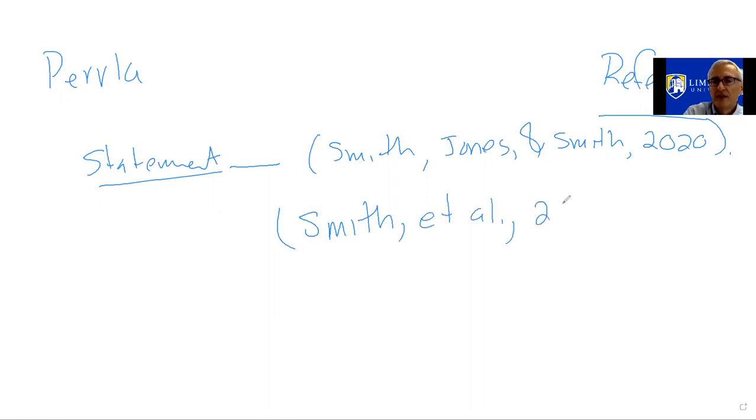Oh, 2020. And Perla will do this correctly. The times Perla doesn't do this correctly is if you've got a team paper and person one did it correctly the first time that they highlighted this article, they spelled out all the authors, which is correct.